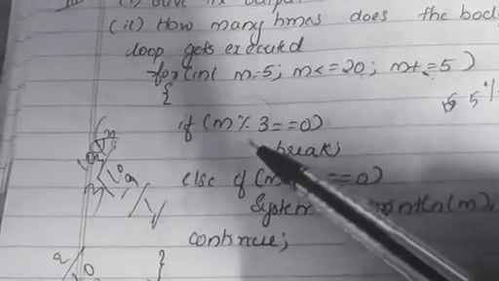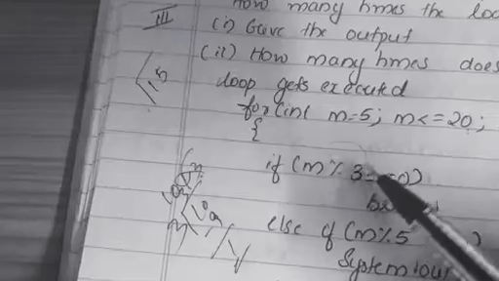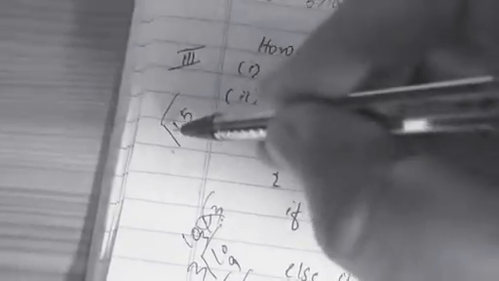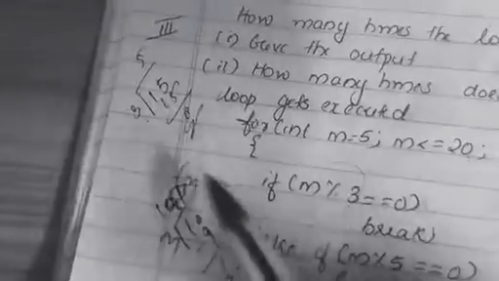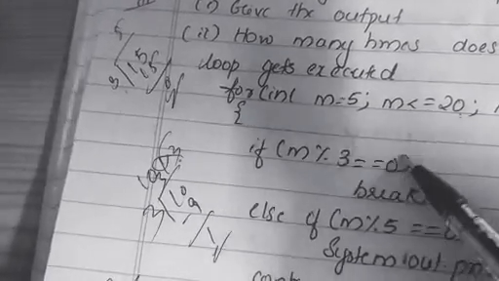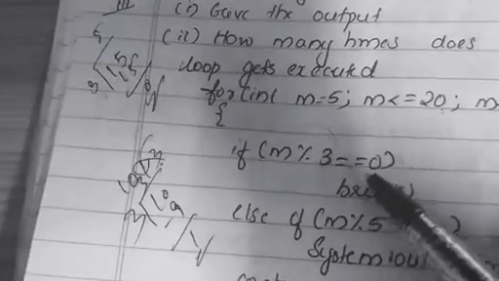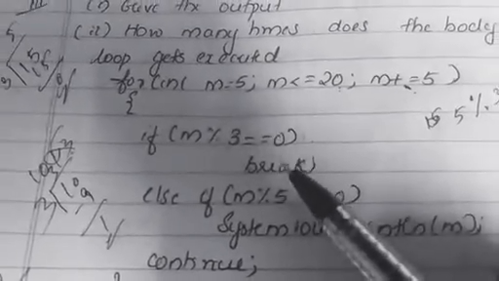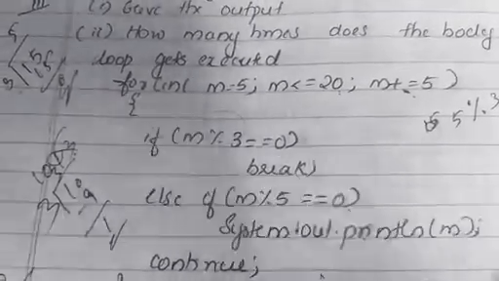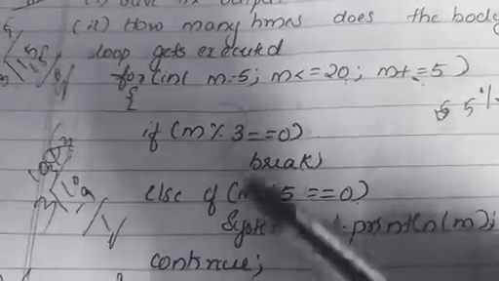So what is the value of m now? In the third iteration the value of m becomes 15. 15 mod 3, that is 15 divided by 3. So how many times? 5 times. So when we are doing 15 mod 3, the remainder is 0. So the result is 0. 0 equal to 0, so the condition is true. We will break the statement. When we are using the break statement, we will come out of the for loop. So this thing we are not executing.